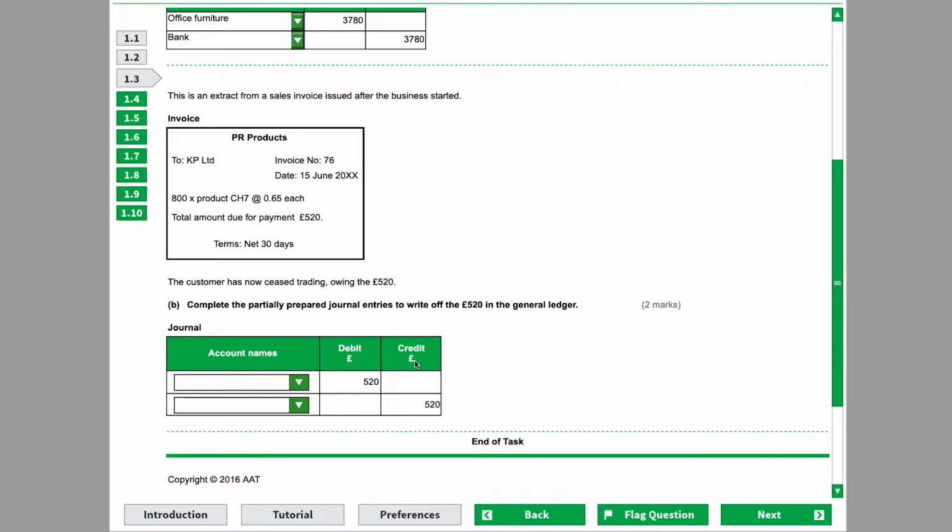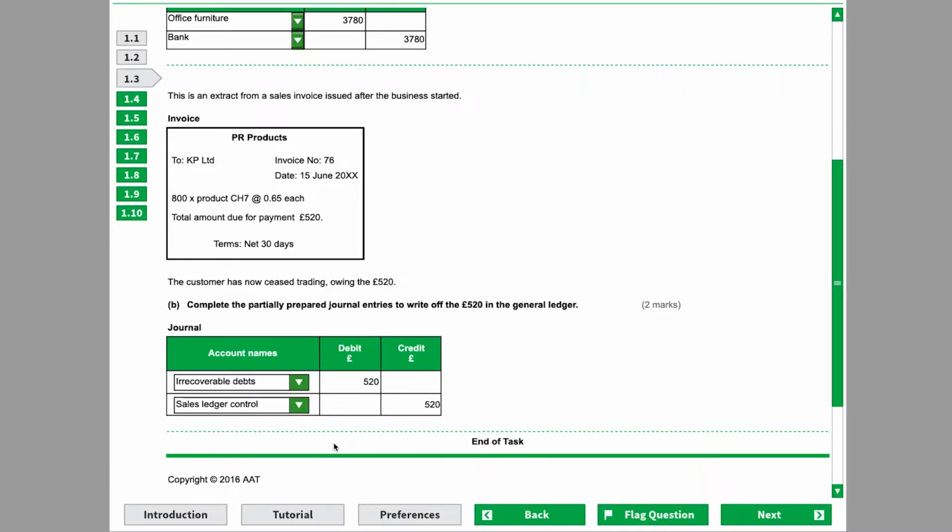So on this, we can see the debit and credits have already been entered. So all we need to do is select the account from the drop down that needs to be debited and the one that needs to be credited. Now, irrecoverable debts are an expense and therefore a debit. The credit entry would then be entered into the sales ledger control to reduce the balance owed from the business's customers. So the two accounts then will be irrecoverable debt and the sales ledger control.